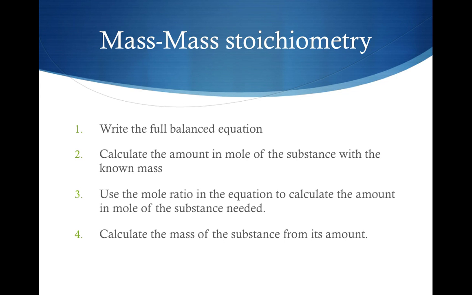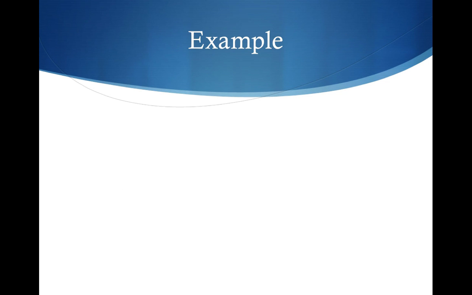So 4 steps. Firstly, we write the full balanced equation. We then have our known substance and we use its mass to find its amount in mole using the molar mass. Then we use that molar ratio to find the amount in mole of the substance we're interested in. And then finally, we calculate the mass of the substance from its amount in mole. Remember, amount, you see that word in chemistry? That means mole. That means amount in mole, always.